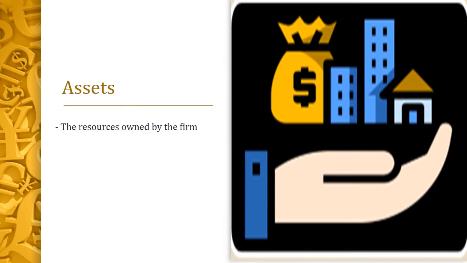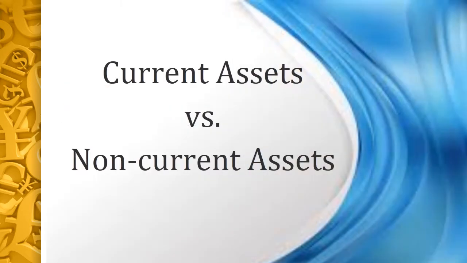Let's start talking about the assets. Remember that assets are the resources owned by the firm. There are what we call current assets and non-current assets. Current assets are those that can be realized. When you say it can be realized, that means collected, sold, or used up within 1 year or after year-end date. Examples of current assets are cash, accounts receivable, merchandise inventory, and prepaid expense, to name some.